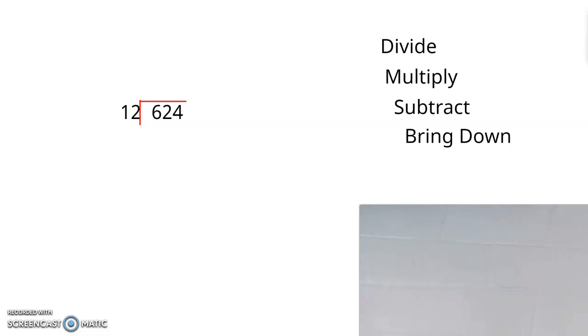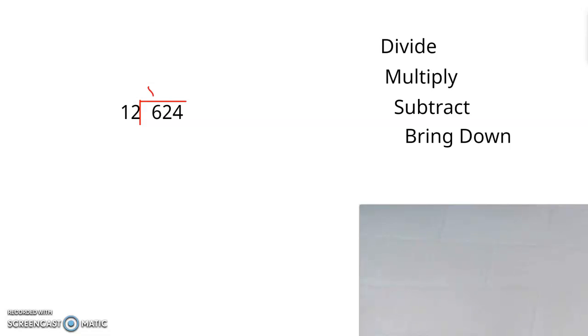So let's go ahead and get started and see if we can figure out how to do it with 2 digits. It's the same process though. We start off by dividing. Now if I look here, 12 does not go into 6. It's 12 times 1 is more than 6. So what I'm going to have to do is take 12 into 62.